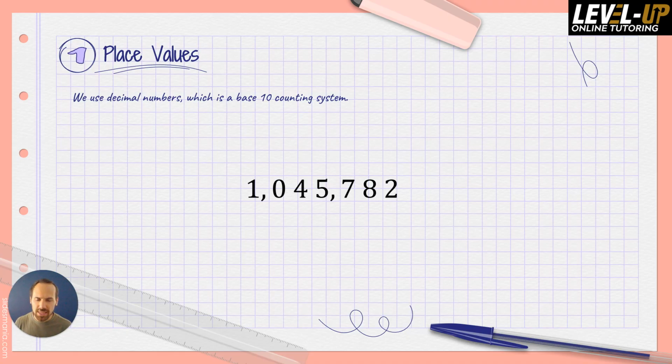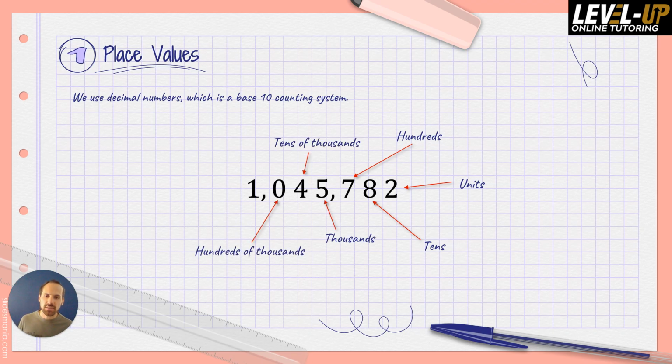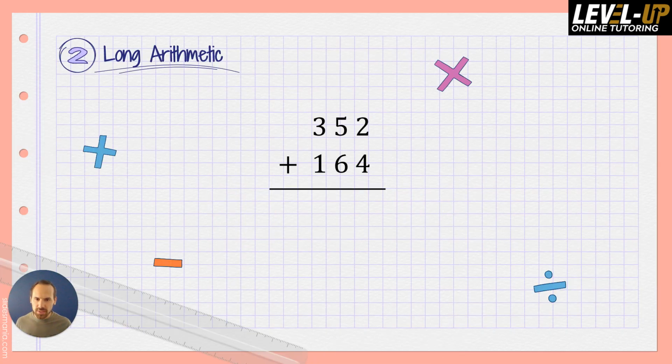So we take a look at a number like this and we want to read what this is. And like I said, each number in each column represents something different. So this is a 2, so 2 units. This one here is not an 8, it's actually 80 because it's in the tens column. That 7 is 700 because it's in the hundreds column, and so on and so forth. We've got thousands, tens of thousands, hundreds of thousands, and then finally millions. And you see here, every 3 digits from the right, we put a little comma down, and that often just makes large numbers easier to read. So this one we can read as 1,045,782.